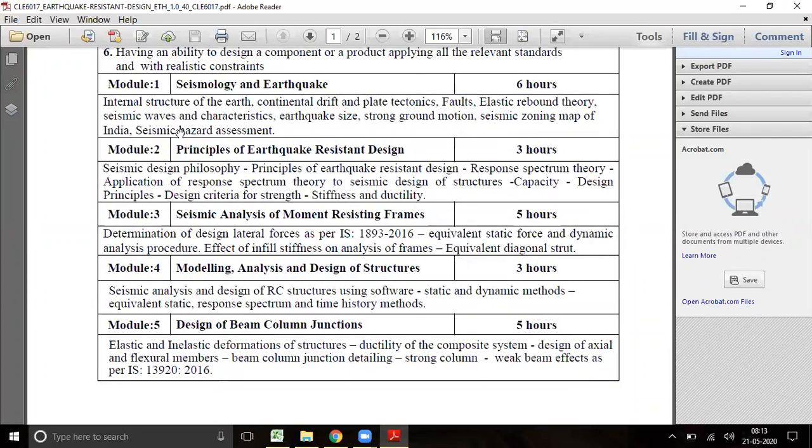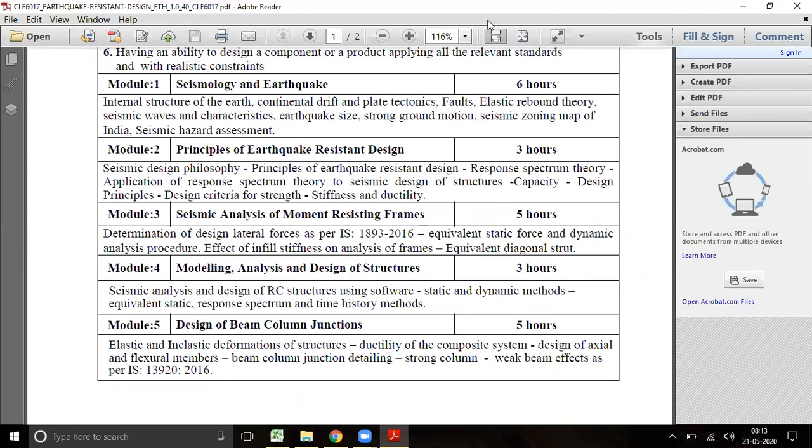We'll be dealing with the internal structure of the earth that you would have already studied in your geology, engineering geology, or in your lower graduate degrees also. In the schools also you studied the internal structure of the earth. Earth has three parts, right? The upper one is the crust, the middle one is the mantle, and the inner one is the core. Again, inner core, outer core, inner mantle, outer mantle. Outside the crust only we people live.